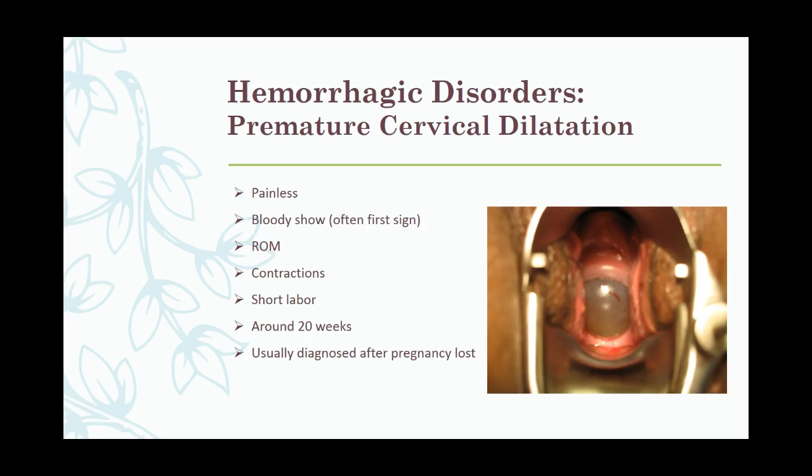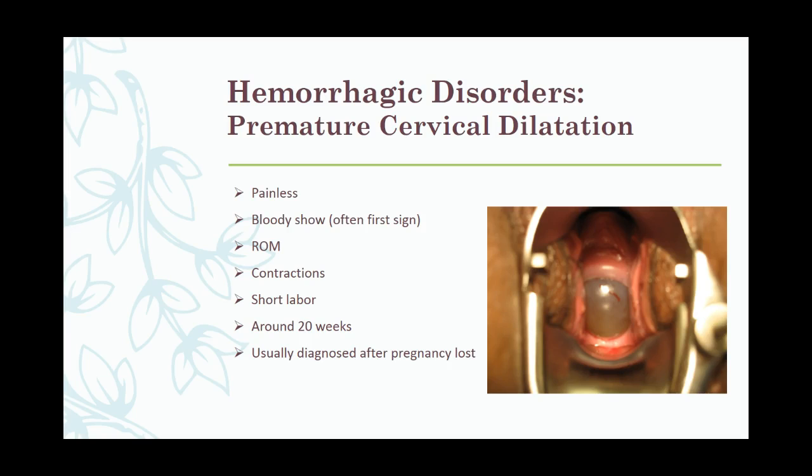Premature cervical dilatation is an issue in which the cervix starts to dilate much earlier than it should. Basically, what happens is that some individuals, for whatever reason, cannot hold the weight of a pregnancy on their cervix. And as that pregnancy starts to develop and there starts to become some weight to it, the cervix starts to open up prematurely, and these people will actually deliver very prematurely.